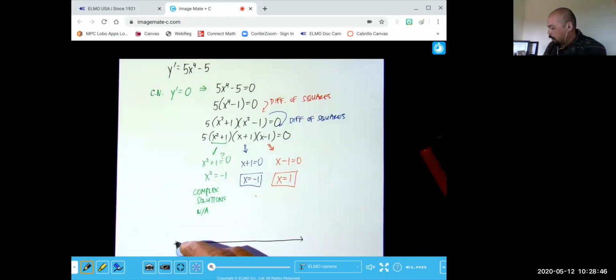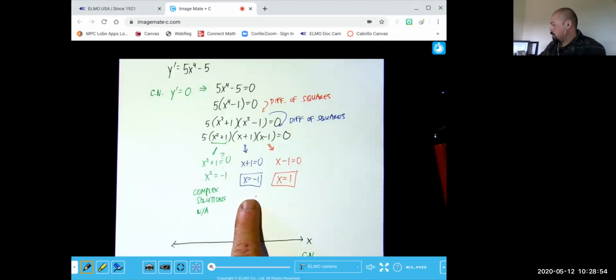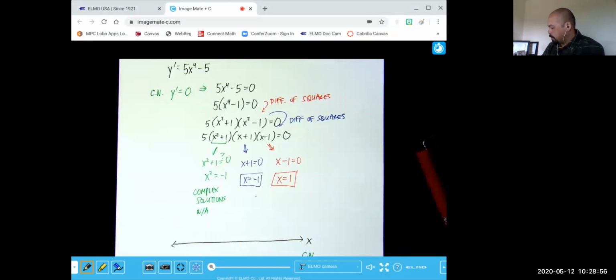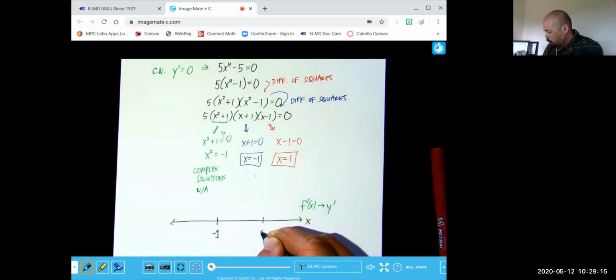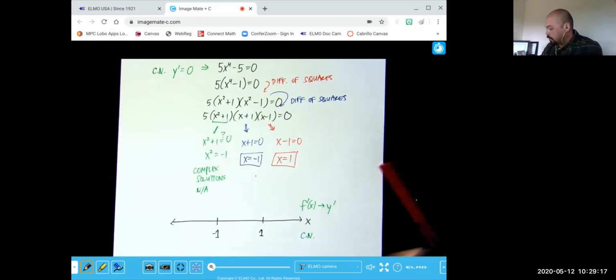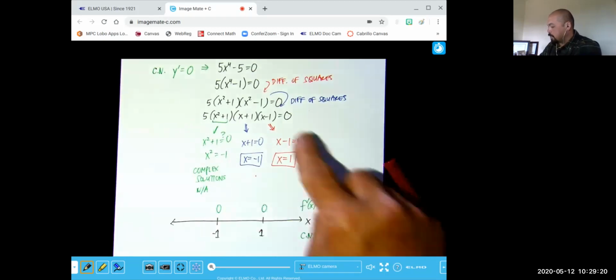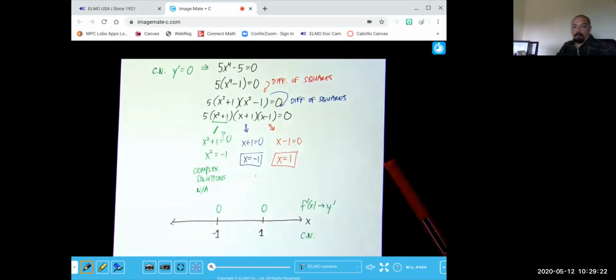Now taking our number line, our critical numbers down here, the two critical numbers we have, negative 1 and positive 1. Looking at the sign for our derivative, f prime, or I guess I should say y prime, right? Our derivative is 0 at these two locations. The whole point of us creating those critical numbers, how we define those.